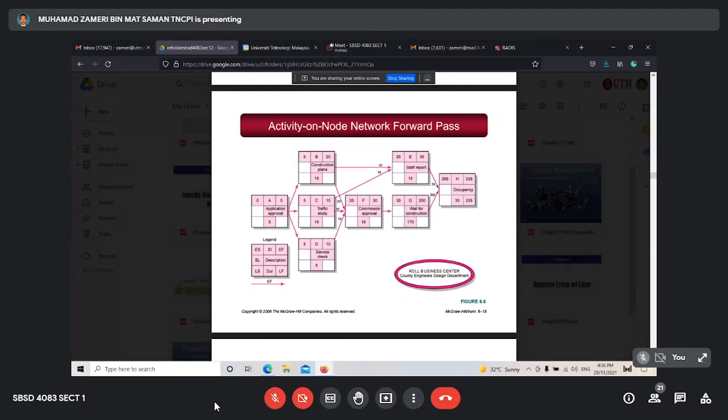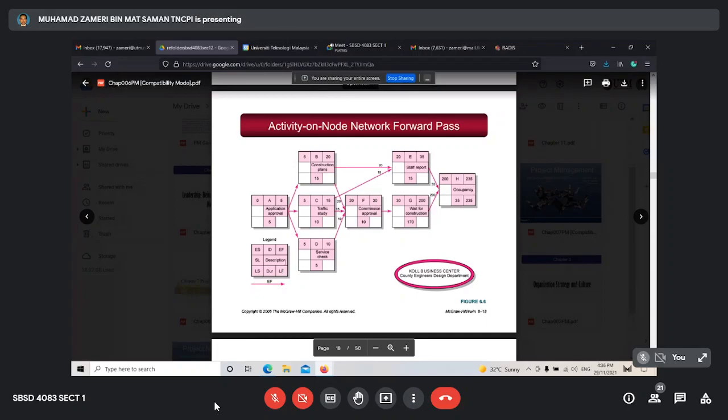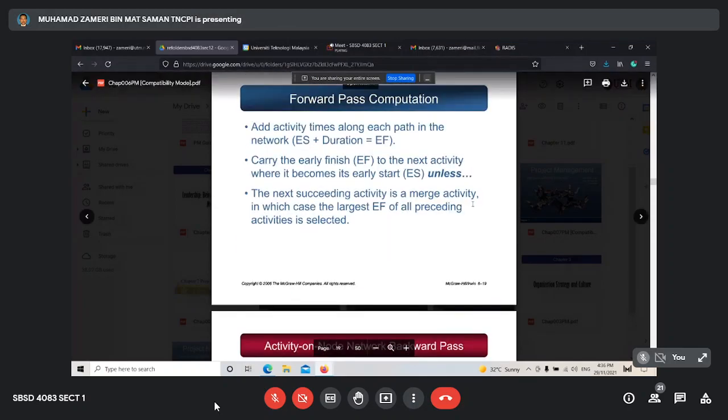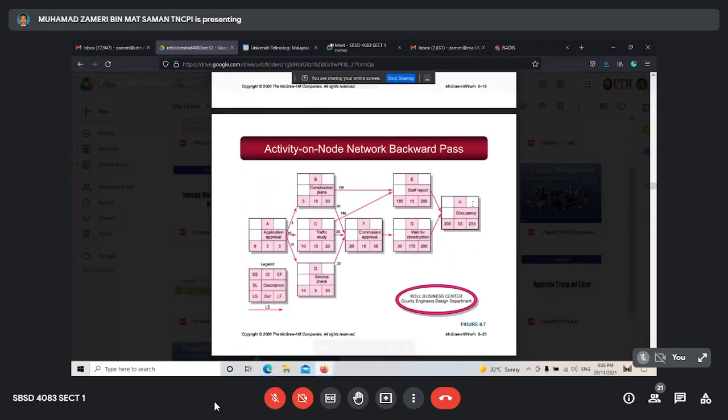235 is the duration of the project. That means this project will be complete in 235 days. And then 235 days transfer to late finish. You just bring this one down here. Late finish. From early finish to late finish. And then after that, we do the backward analysis. The analysis that means from right to left.